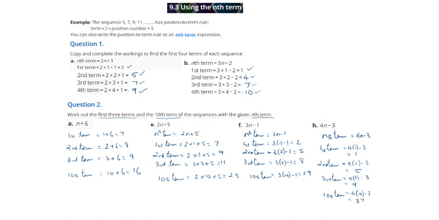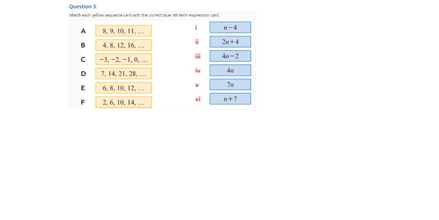Moving on to the next sum, we have to match the yellow card with the blue card. On the left side, we can see the sequence of numbers, and on the right side, we can see the nth term. We have to match the sequence with the expression card. Now let's take the first one, card A. Here the sequence is 8, 9, 10, 11, etc.